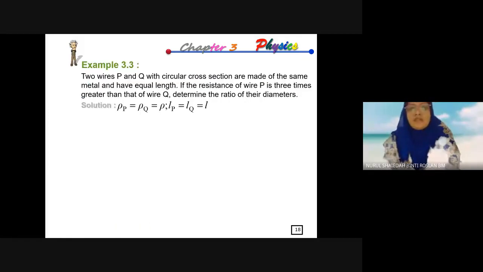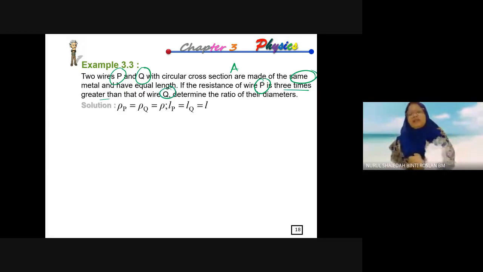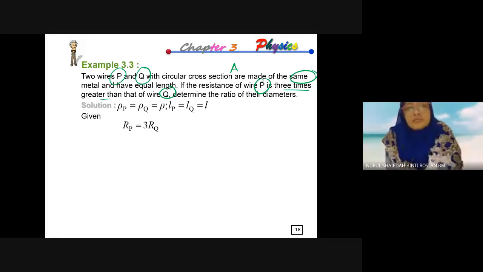Okay. Macam mana soalan dia? Soalan dia tanya you, contohnya dia bagi you dua wire P dengan Q. So we have two wires P and Q. And then dia bagi cross-sectional area dia same. And then dia bagi resistance untuk P adalah 3 times greater daripada Q. Determine ratio of the diameter. So ini contoh soalannya lah. Kita ada metal wire P and wire Q. So dia bagi tahu RP is 3 times RQ.